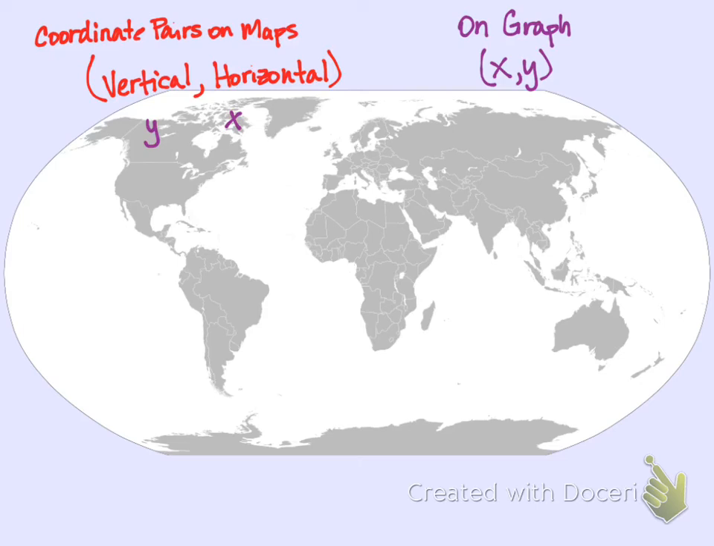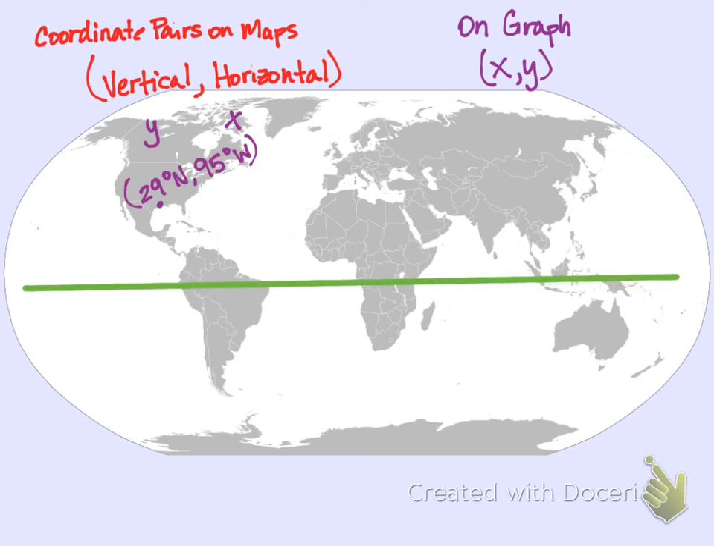So Galveston is located at 29 degrees north, 95 west. It has some decimals that I rounded just to make it easy. Notice it's 29 degrees north. That means I did my vertical first. Here's my equator, and here's my prime meridian. So I went up 29, and then I went to the west 95.